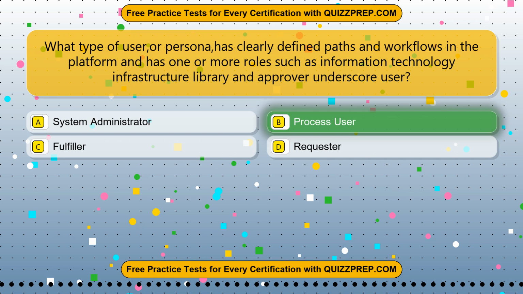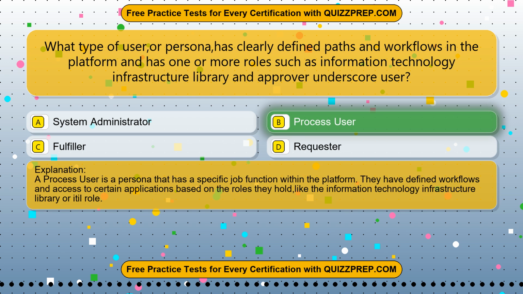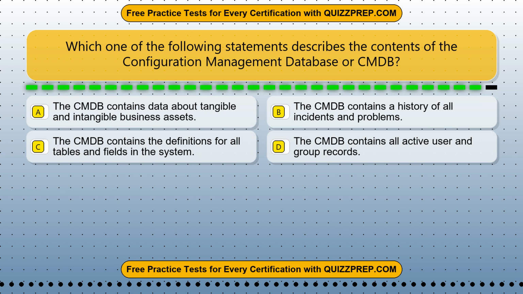The correct answer is option B, process user. A process user is a persona that has a specific job function within the platform. They have defined workflows and access to certain applications based on the roles they hold, like the Information Technology Infrastructure Library or ITIL role.